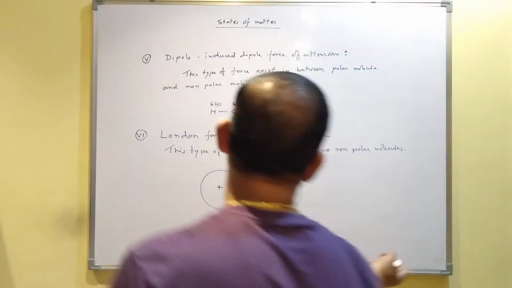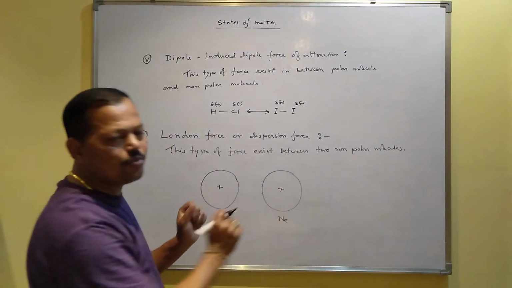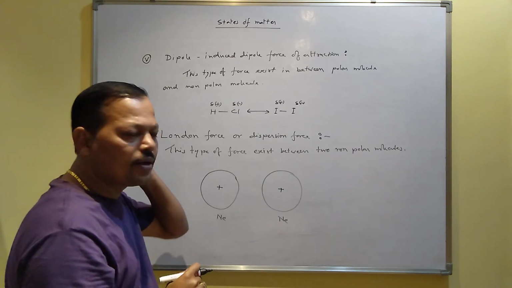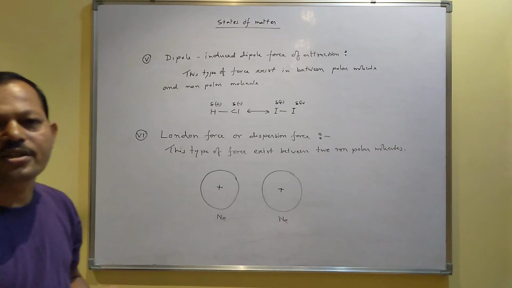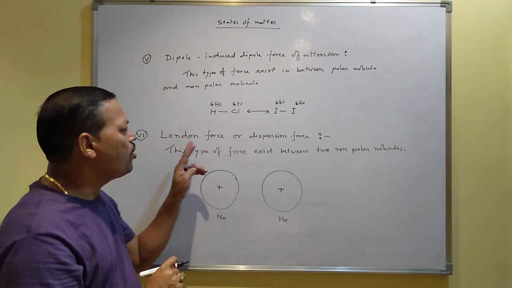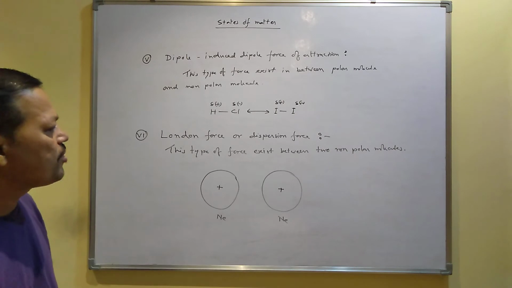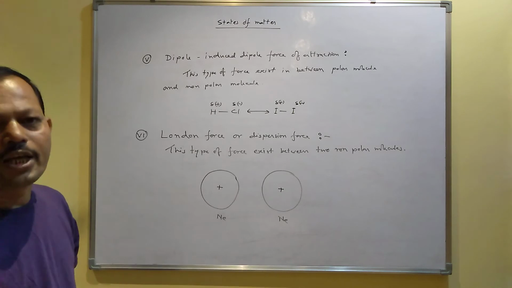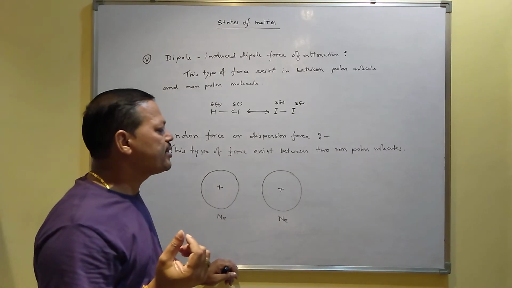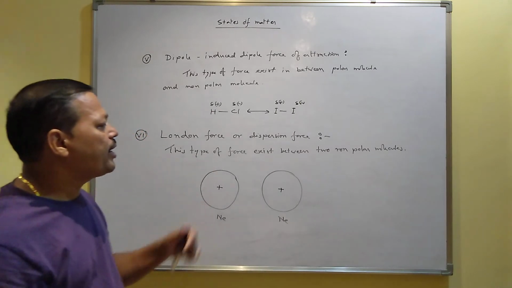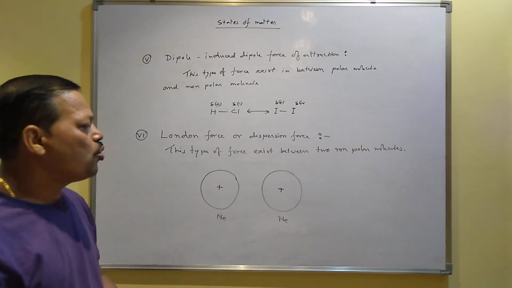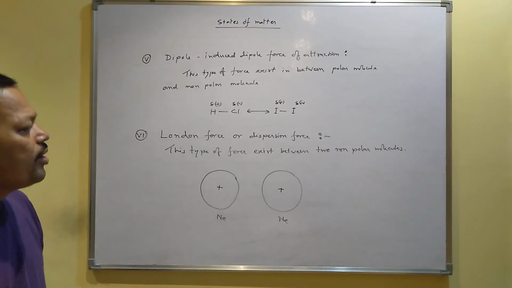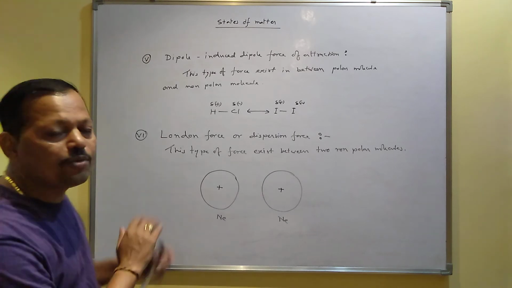Similarly, if you consider two iodine molecules, both are non-polar, and they have no positive or negative charge, but they still have some force of attraction between them, and that type of force is called London force or dispersion force. This type of force exists between two non-polar molecules. If someone asks what type of force exists between noble gases, you can write London force or dispersion force. If asked what force exists between two non-polar molecules, you can also say London force or dispersion force. So these are the intermolecular forces of attraction.